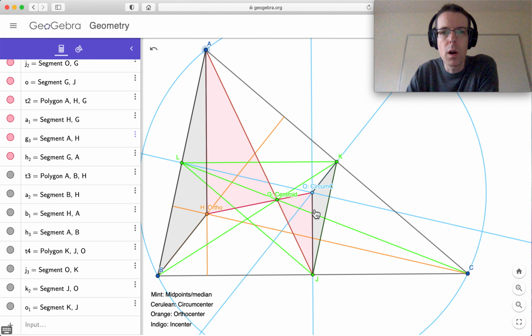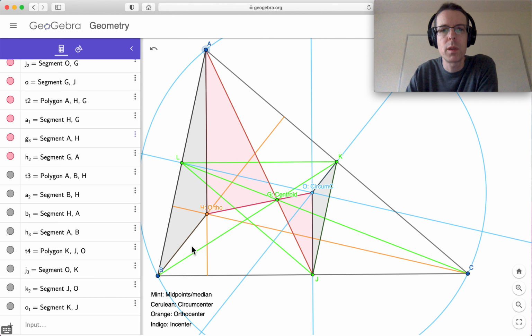Moreover, JO is parallel to AH. Now I could say that's because they're both vertical, but that's not really the point here. The point is they're both perpendicular to BC. JO was constructed as the perpendicular bisector of the segment BC, and AH was constructed as the altitude, which is also perpendicular to BC. So both AH and JO are known perpendicular to BC, so they're parallel to each other.